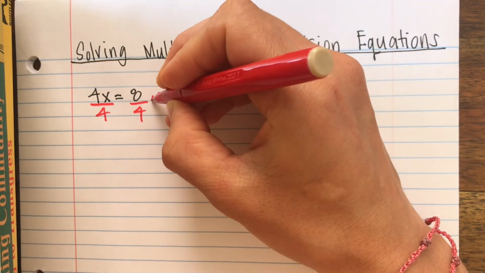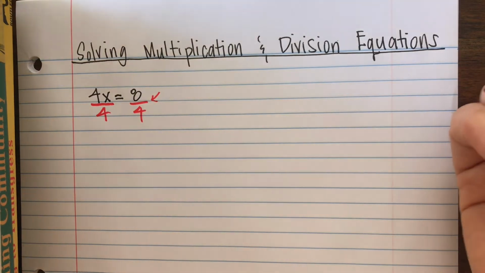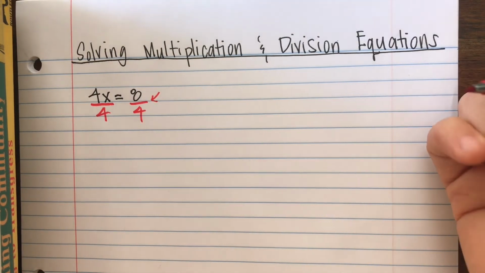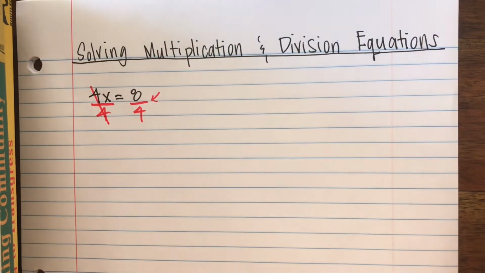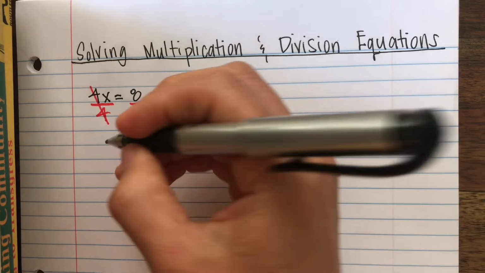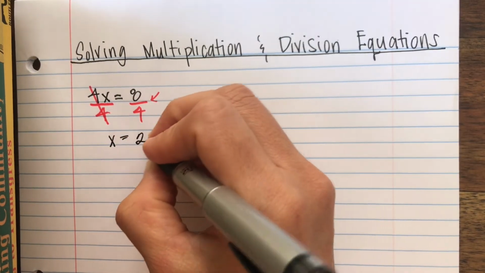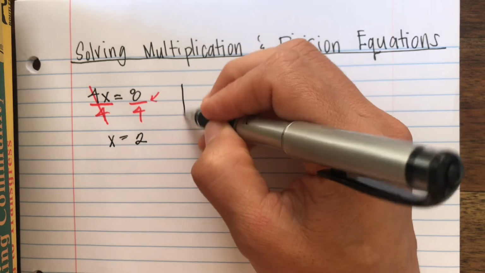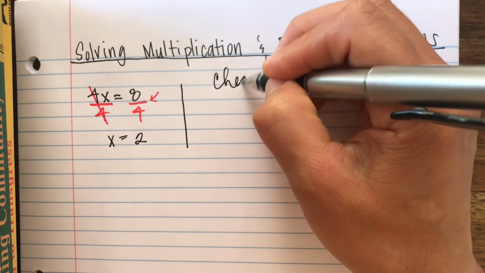This is a division bar. So you're dividing both sides of the equation by 4 to isolate the variable. 4 divided by 4 gives you 1. And you know the answer is 2, but now you've proven it. Remember to check it, right?